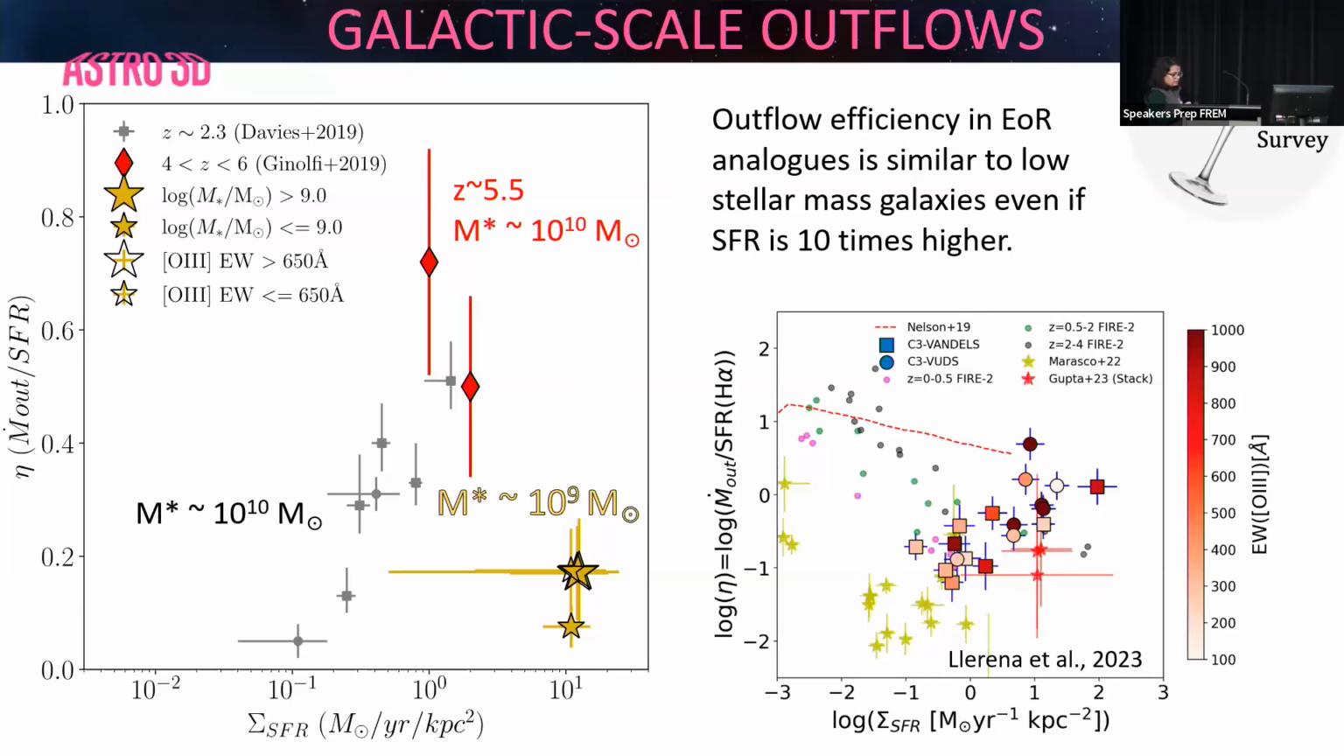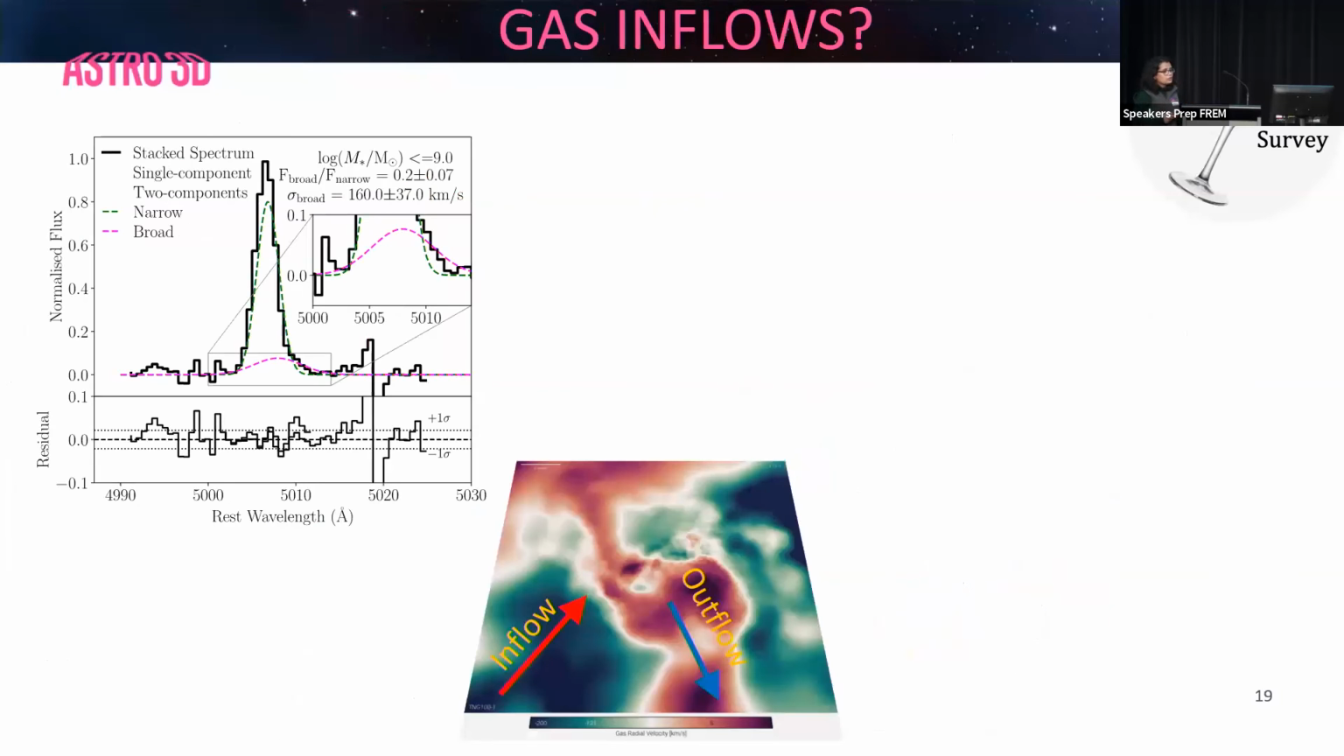Another interesting thing that we found was in one of our stacks, the stack for the low stellar mass sample, less than 10 to the power 9, the broad component is redshifted. The residual here is redshifted relative to the O3 peak. Typically, when you detect outflows, they are blueshifted because the redshifted component of the outflow is attenuated. So is the redshifted broad component here corresponding to gas inflows?